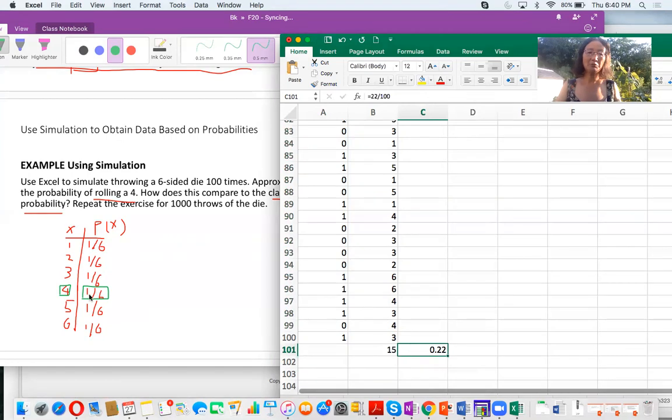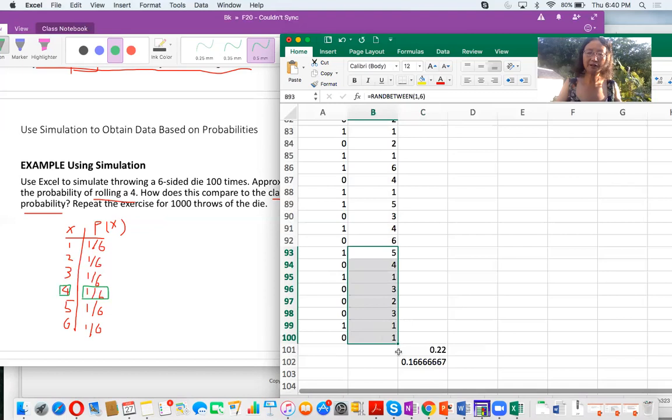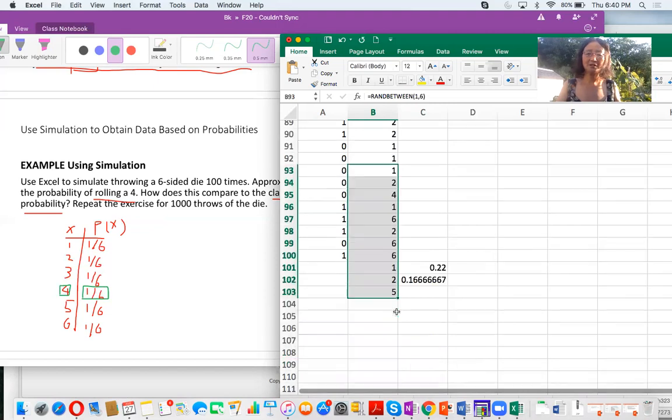It is close to 1/6. What is 1/6? It is 0.166. They are different because you only did 100 times. If you do 1,000 times, this number will approach 0.166. So let's continue and do 1,000 times. I will maybe delete this one, and continue to copy down the formula until I see 1,000. Just want to drag it down.